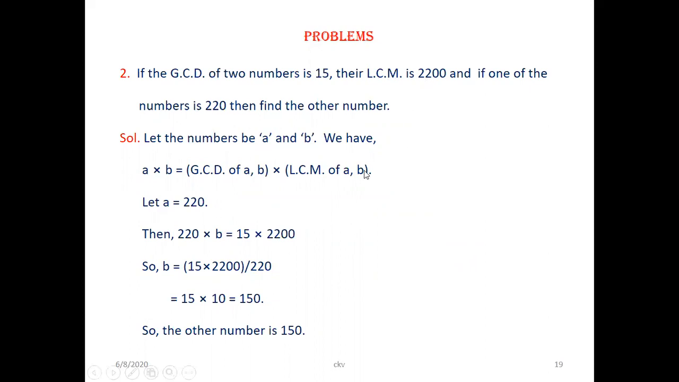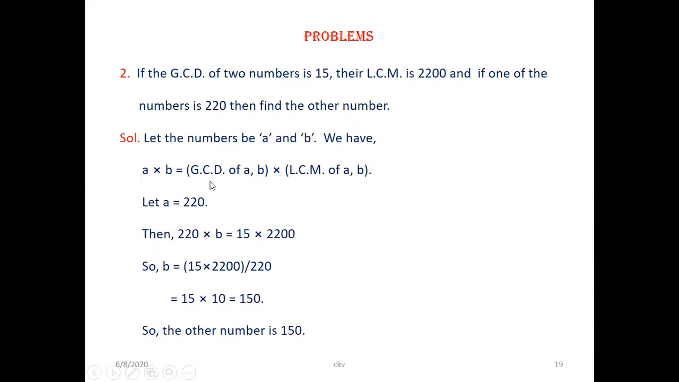I discussed in the previous slides that product of 2 numbers is equal to product of their GCD and LCM. This is a very, very important formula. So here of the 2 numbers, only one number is known to you. So let it be A and you have to find out B. Okay, you substitute for A, that is 220, and he gave you the GCD of 2 numbers as 15.